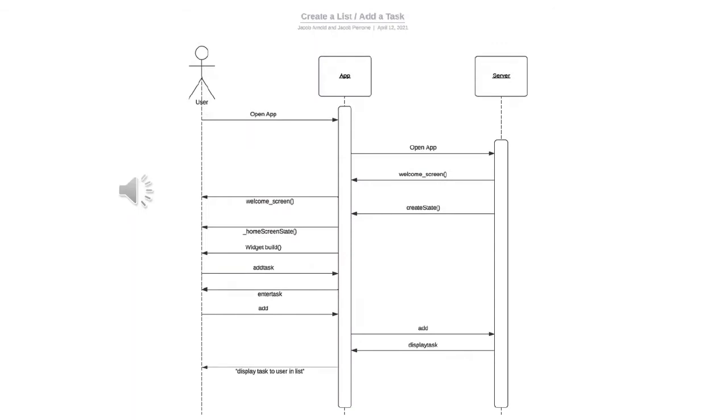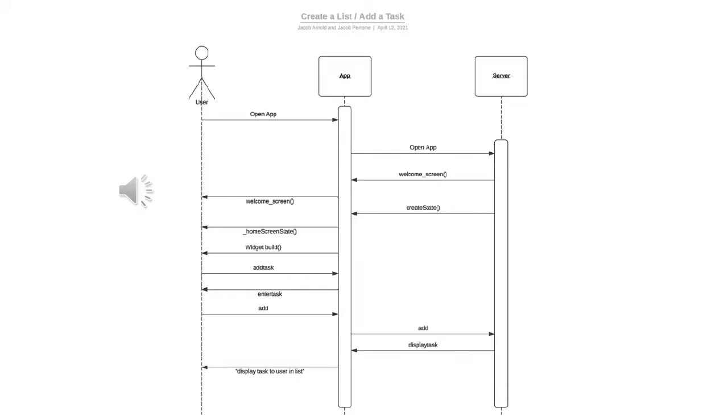Here we have a use case diagram for the example of one of our users creating a list or adding a task to create that list. With this, you see first the user would open the app and then they would be welcomed by the welcome screen, shown to them through the splash screen we have created for our app. And then the create state function would kick in and give them the home screen state that will be displayed later on during our demo.